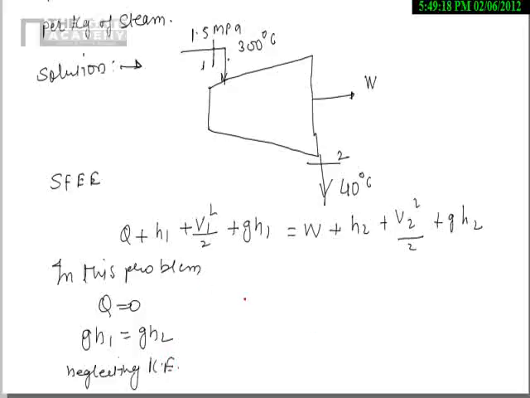So if I write again, then we get H1 plus 2 W plus H2. So work done, I am having H1 minus H2. So in this way, I can calculate the work done with the help of H1 and H2.